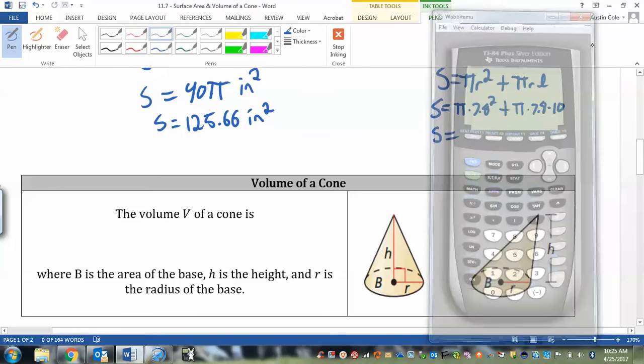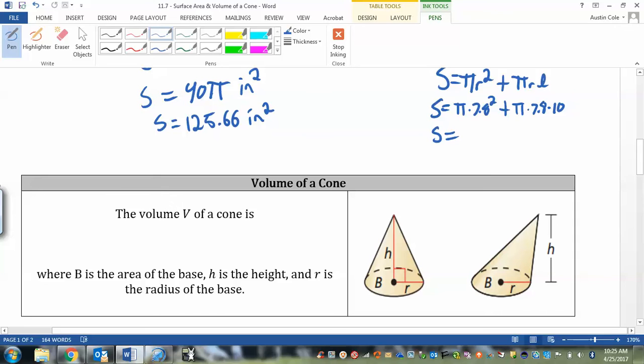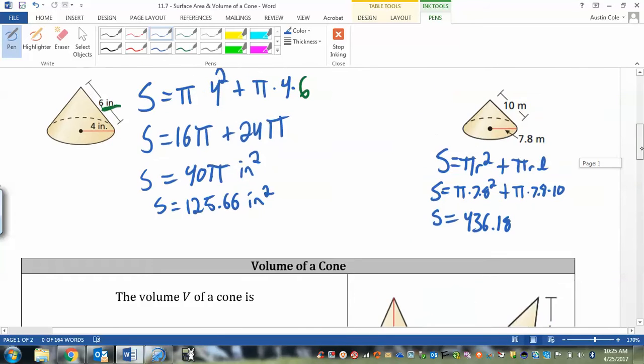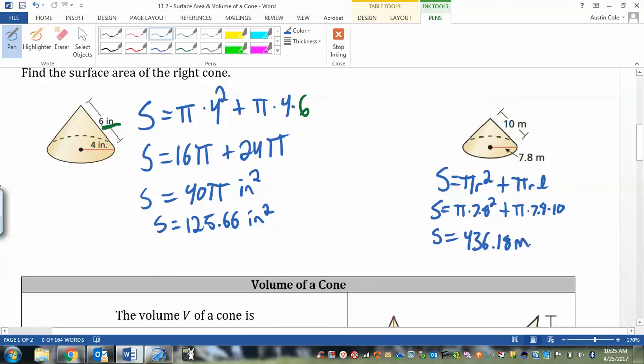My calculator's still not working, so surface area, what did you guys get as an approximation? 436.18. Okay. Plug in your R, that was 7.8. Plug in your slant height, which is 10. Multiply that all together, add the rest. You got 436.18. And our unit is going to be meters squared.